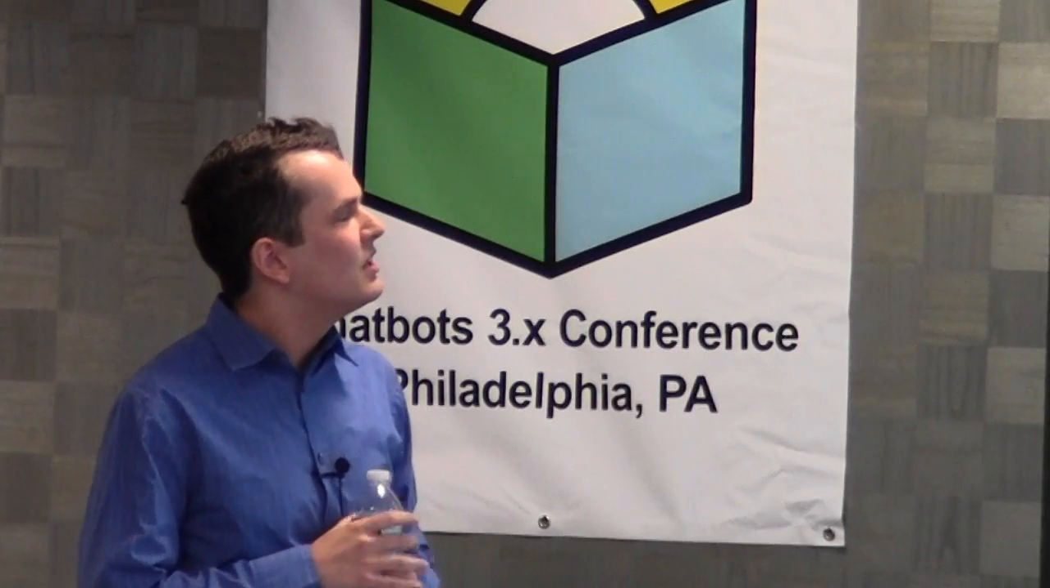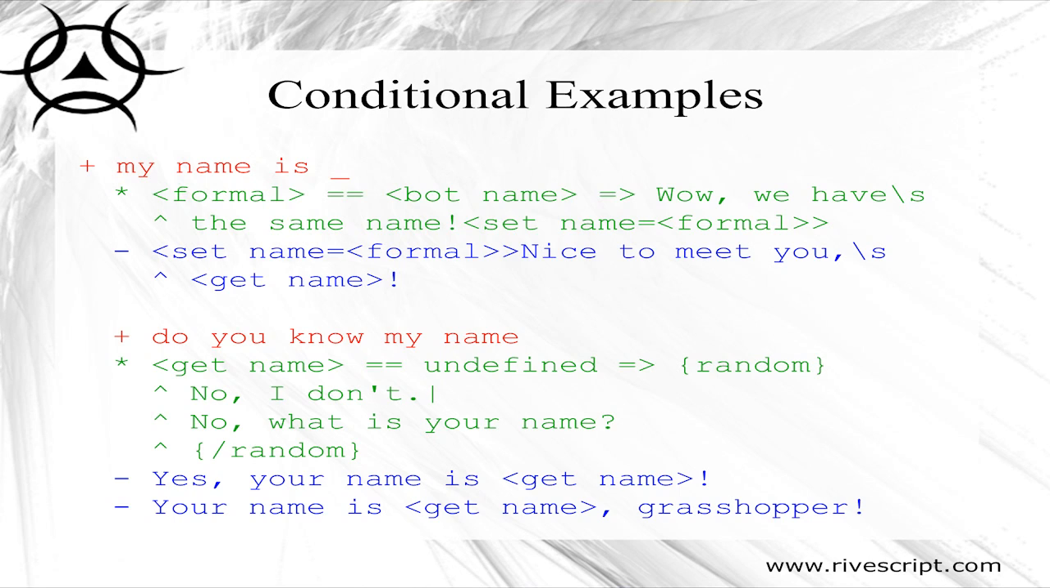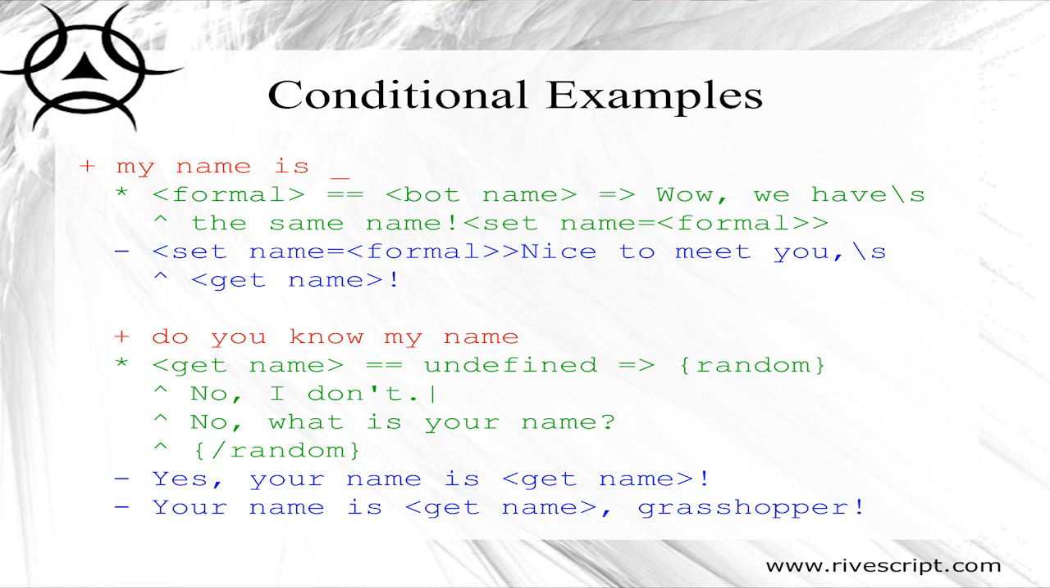Some more examples. You could have a trigger when someone tells the bot its name. If it happens to be the same as the bot's own name, it could say something like, "Wow, we have the same name." Or otherwise, it can just give you a standard "Nice to meet you, <get name>." Another condition, asking the bot if it knows your name. If your name is undefined, it will give a response like "No, I don't," or "No, what is your name?" Otherwise, it will tell you what your name is.